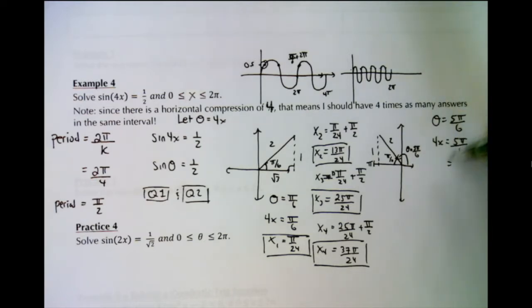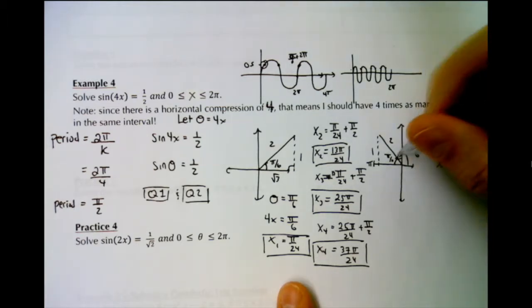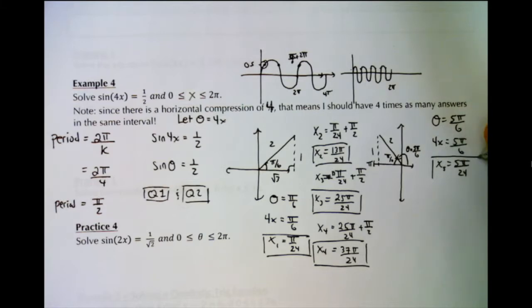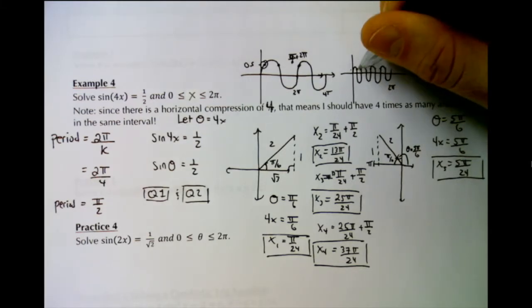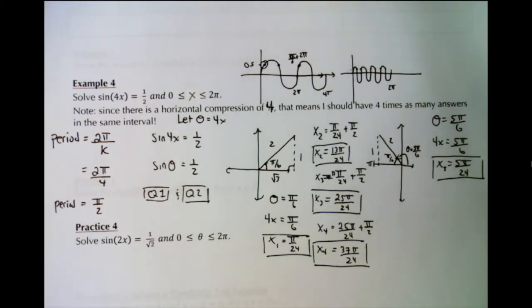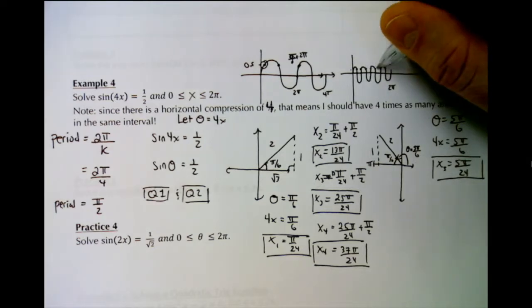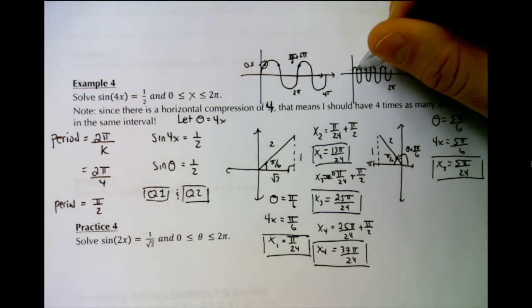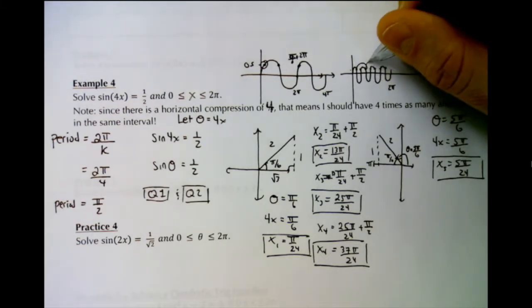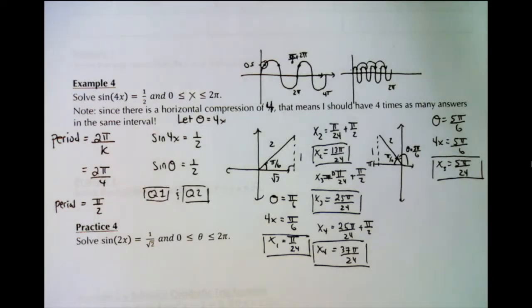And now we divide both sides by 4, and we get 5 pi over 24 as our first x value in quadrant 2, or our fifth x value. And then that would be this spot on the curve, the first time we hit it on the downward spot on our curve. To get this answer, and this answer, we just add pi over 2 to the first answer to get that answer, add pi over 2 again to get that answer, and add pi over 2 again to get that answer. We just keep adding the period.